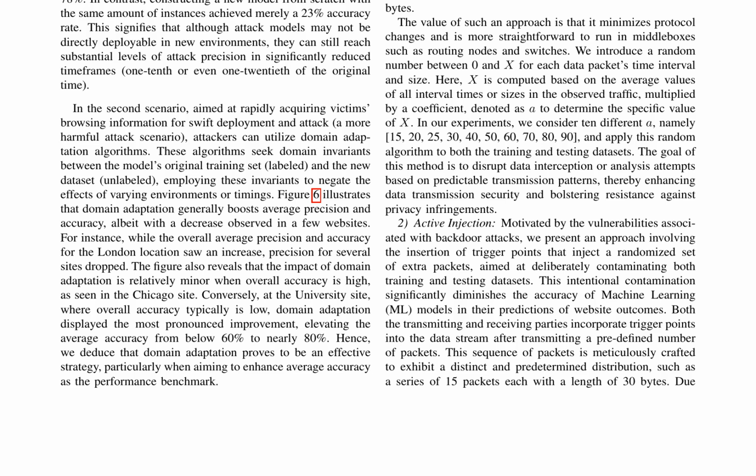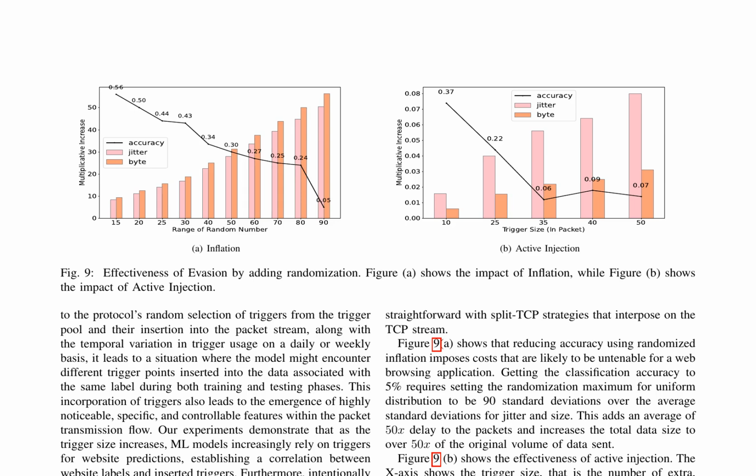The authors then evaluate the efficacy of two strategies attackers might employ to enhance their attack models in unfamiliar settings. They introduce inflation, which adds a randomized extra delay in bytes to existing traffic, and active injection, which involves the insertion of a randomized set of extra packets into the data stream.